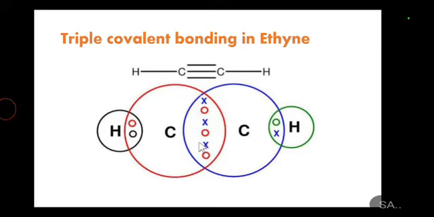The other example is the triple covalent bonding in ethyne. You can see here these 2 carbons are forming this 1, 2 and 3. They are sharing these 3 bond pairs, and since they are sharing 3 bond pairs, 3 covalent bonds are forming between these 2 carbon atoms in the structure of ethyne, while a single covalent bond is forming between the carbon and the hydrogen atom here and there also.